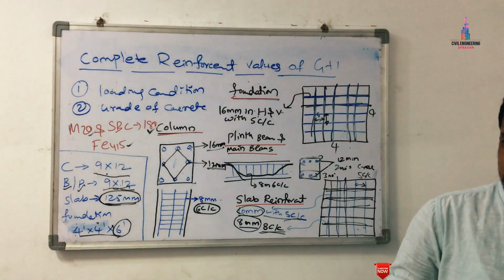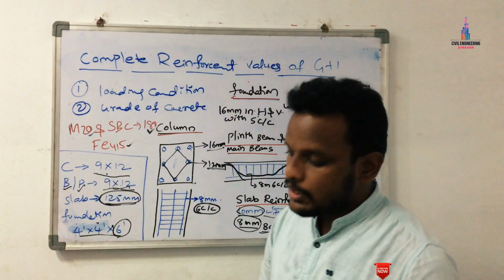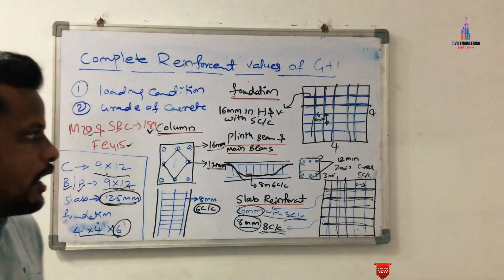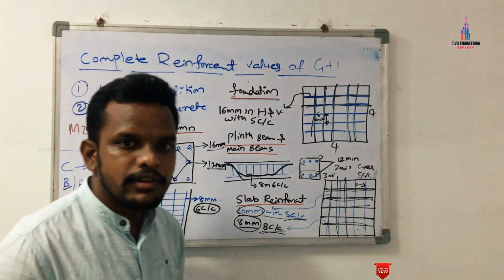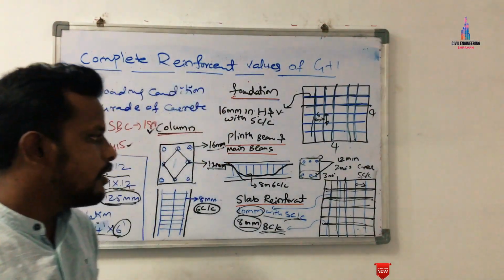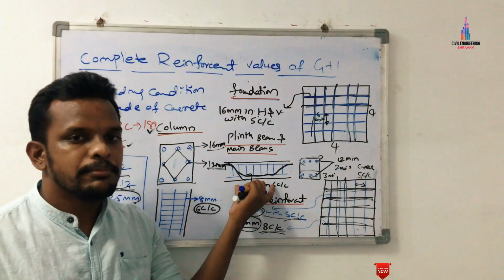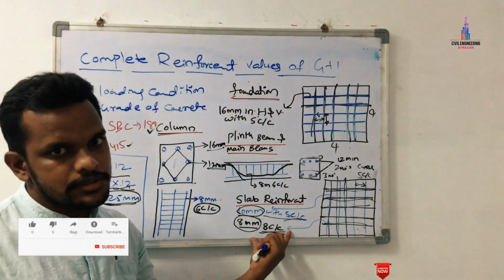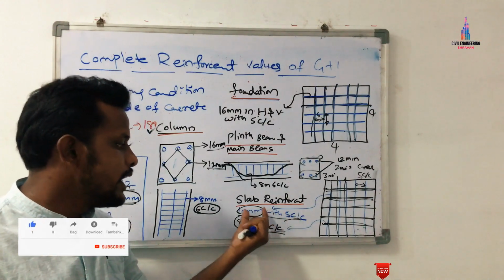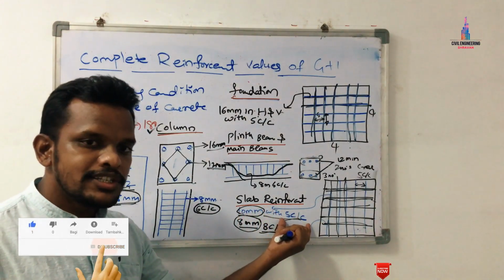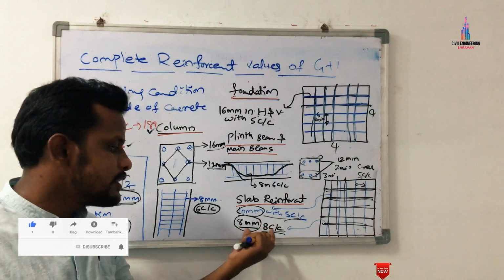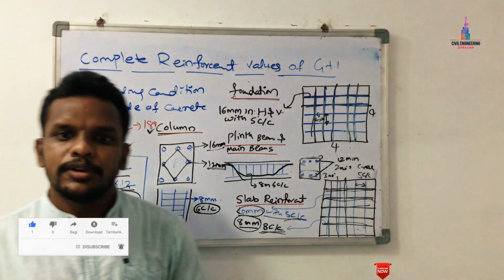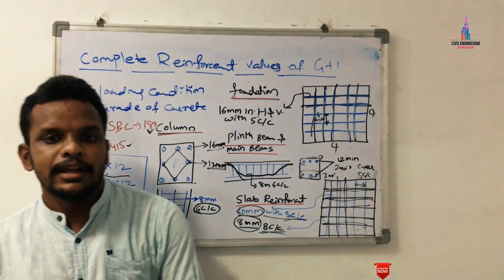For the plinth beam sections and beam sections, we will consider 6 bars, 3 numbers at the top and 3 numbers at the bottom, and the diameter of the bar we will take here as 12 mm, and the cranked bars will be provided for the main beam sections. Along with that, we will provide the slab reinforcement detail. So this is the slab reinforcement detail. We will provide 10 mm main bars with 5 center to center distance, and we will provide 8 mm distribution bars with 8 center to center distance. Okay, so this is the complete details about the complete reinforcement values of the G+1 building.